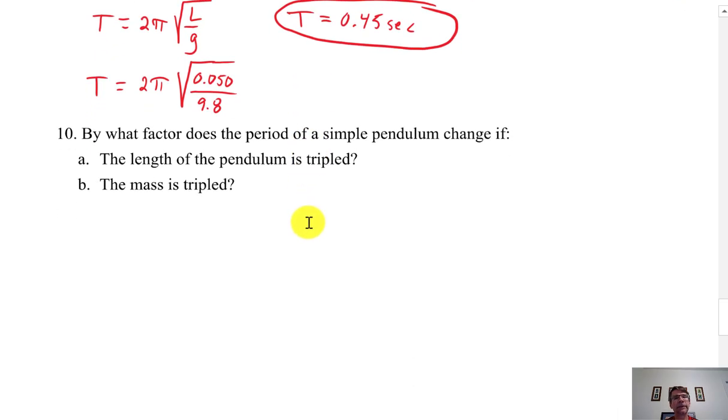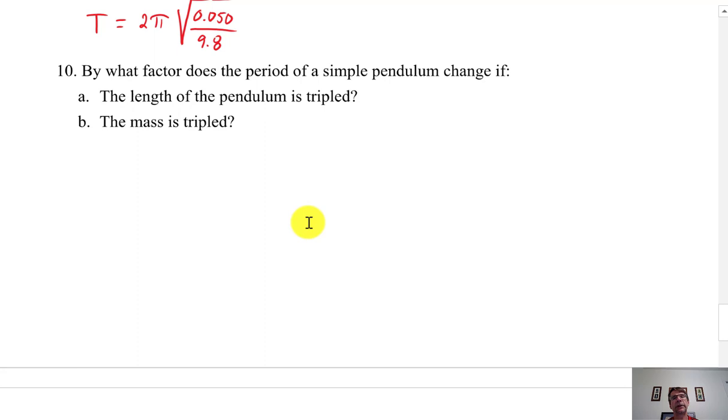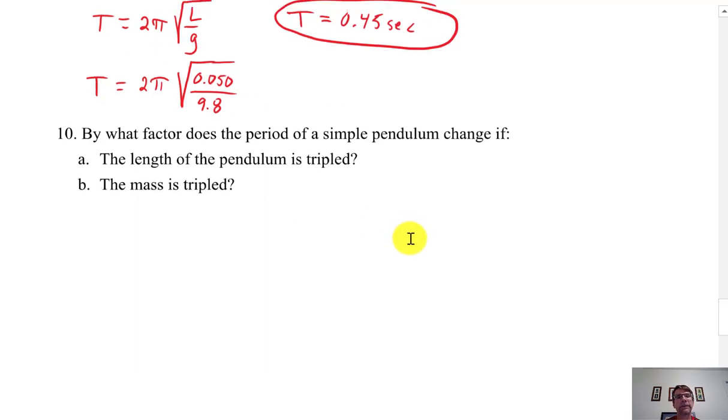All right, number 10, by what factor does the period change if the length of this pendulum is tripled? Or any pendulum. So it's kind of like that last problem. T equals 2 pi times the square root of L over g. Call that T1. Now T2, what are we changing? Just the length? Okay, so we're going to change the length.